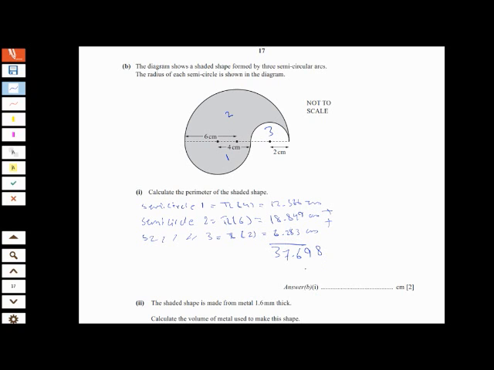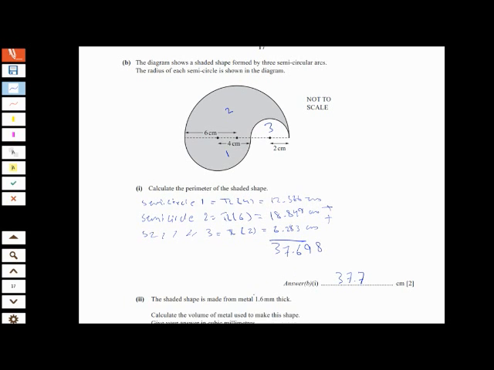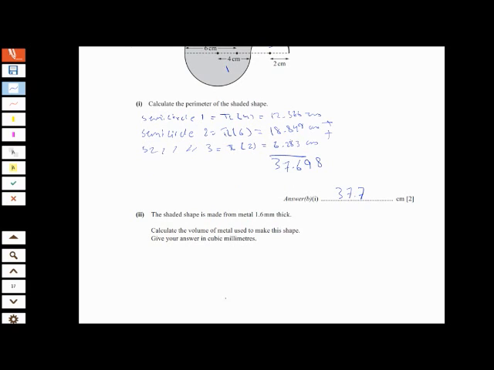That's your answer. Now for this one, the shaded shape is made from a metal 1.6 millimeters thick. Calculate the volume. So they want the volume. And how to calculate the volume of a shape like this? A prism, they call it. How to calculate the volume of a prism? Basically, volume equals cross-sectional area times the height. The height, it says here, 1.6 millimeters.